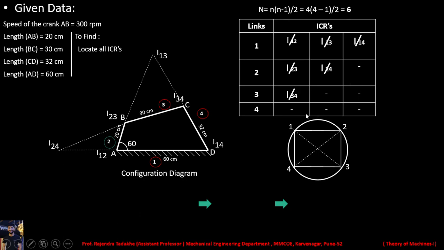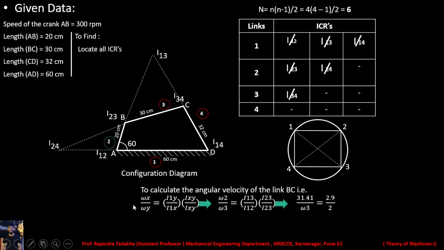Again I repeat, after making the table, we have to locate fixed and permanent ICRs by observation, and the neither fixed nor permanent ICRs by using this circle. Now we have to calculate the angular velocity of the link BC. It is very easy to calculate. We have to use the angular velocity ratio theorem. By using that theorem, we can calculate the angular velocity of the link BC.